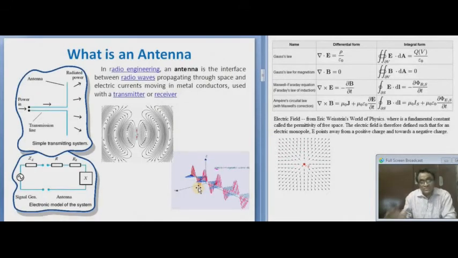And the next is we are coming to the operating principle of the antenna. Previously we said that the antenna is a device which actually transforms the electrical current to an electromagnetic one.